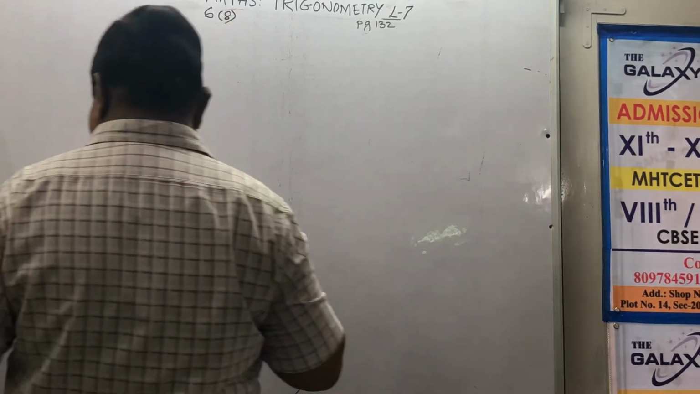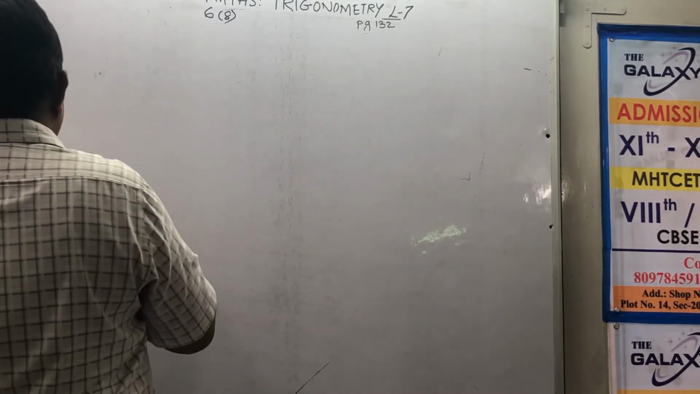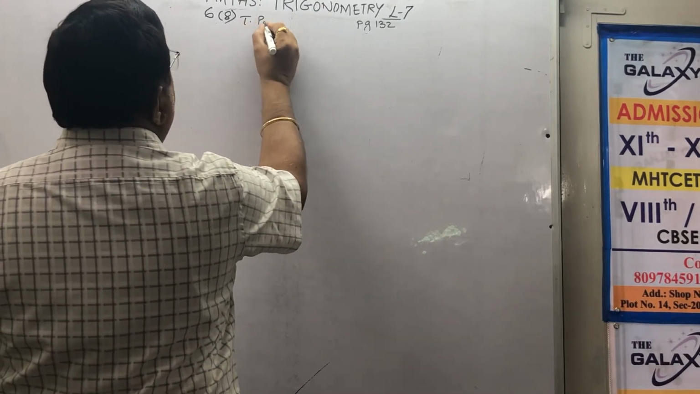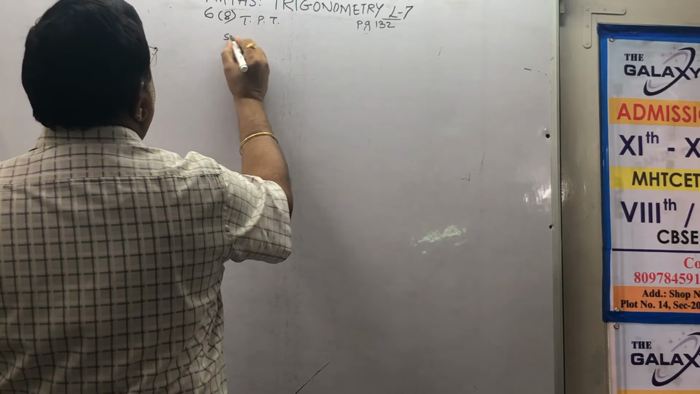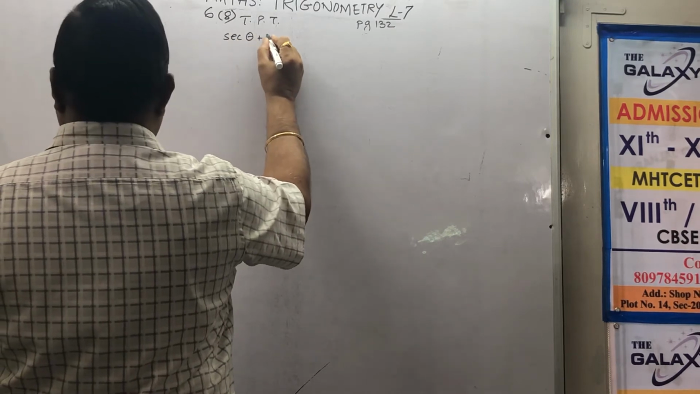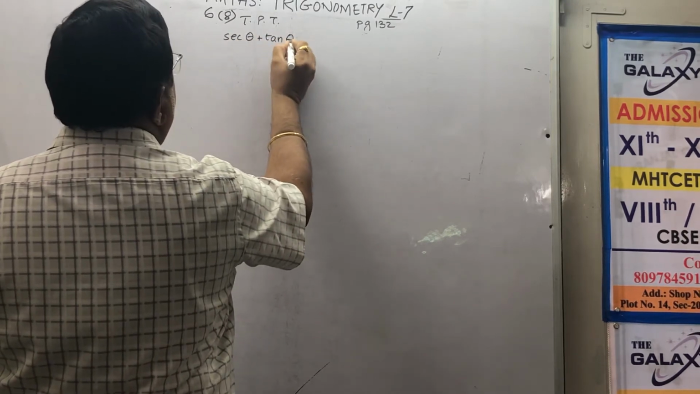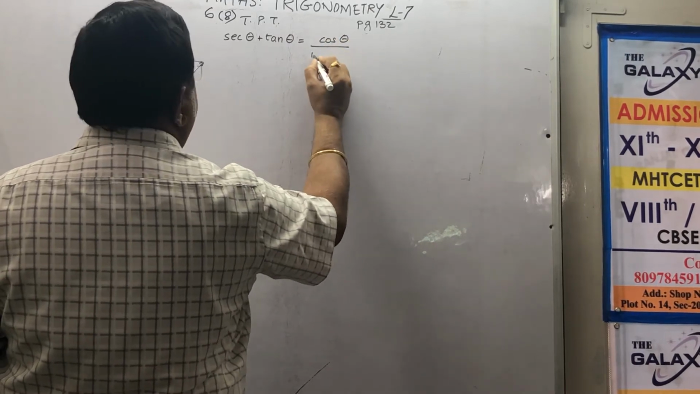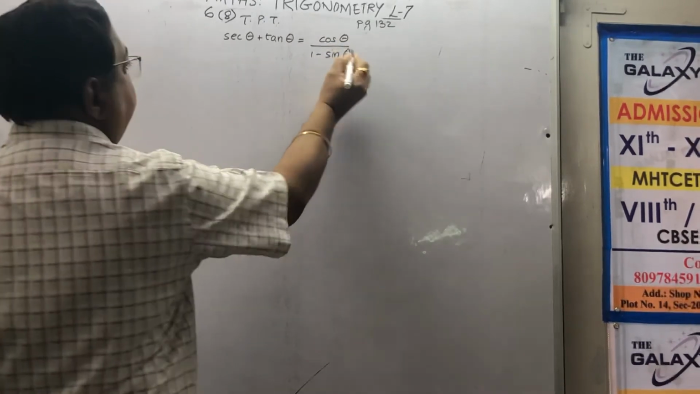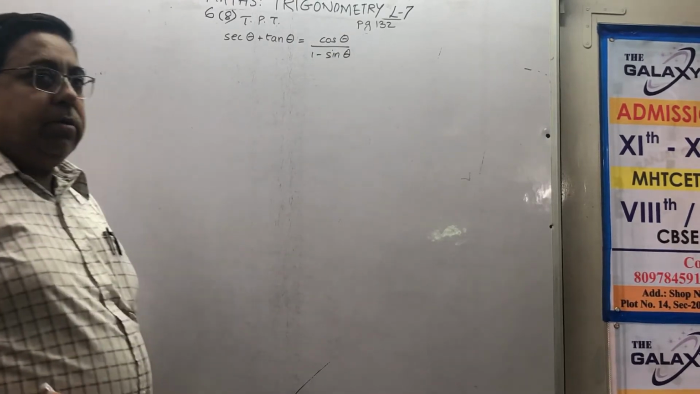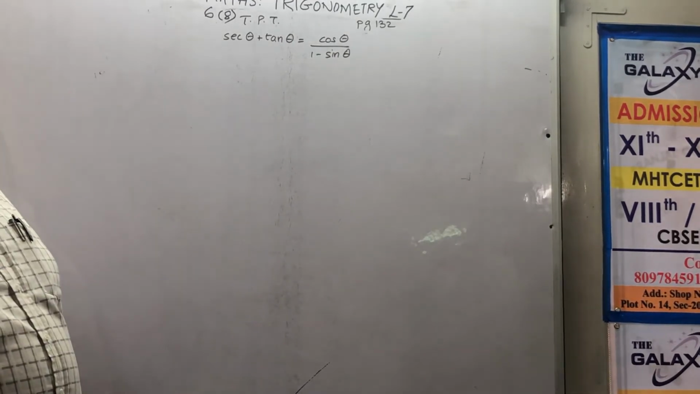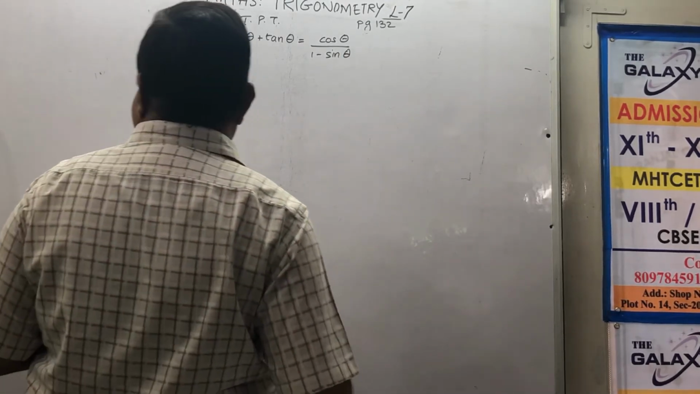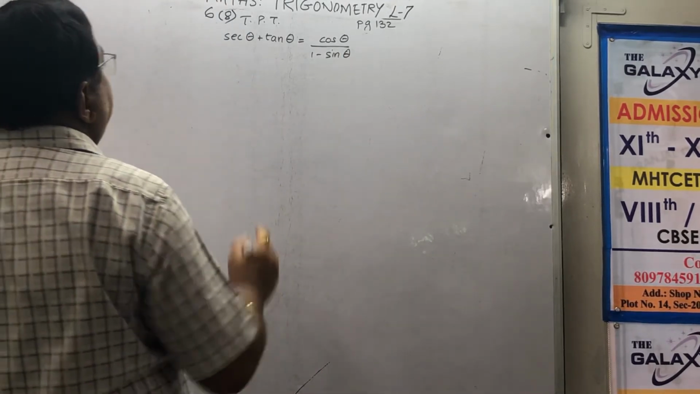Sum number 8. So 6th, we are on sum number 8. The book has asked to prove that sec theta plus tan theta is equal to cos theta upon 1 minus sin theta. Okay, the book has asked me to prove this: sec theta plus tan theta is cos theta divided by 1 minus sin theta.